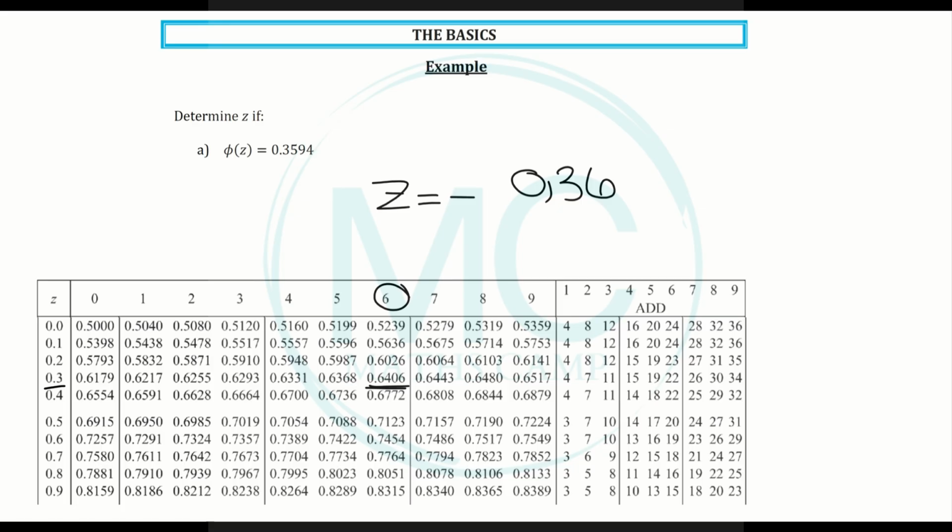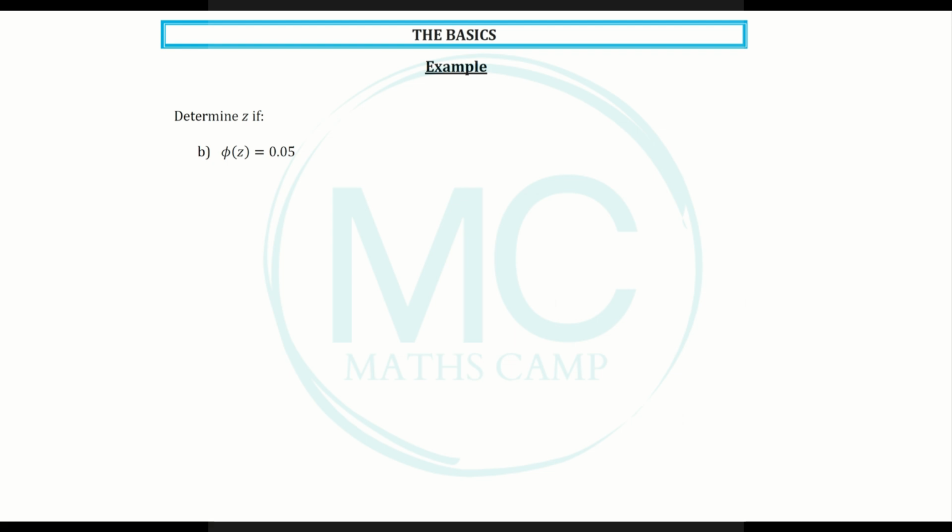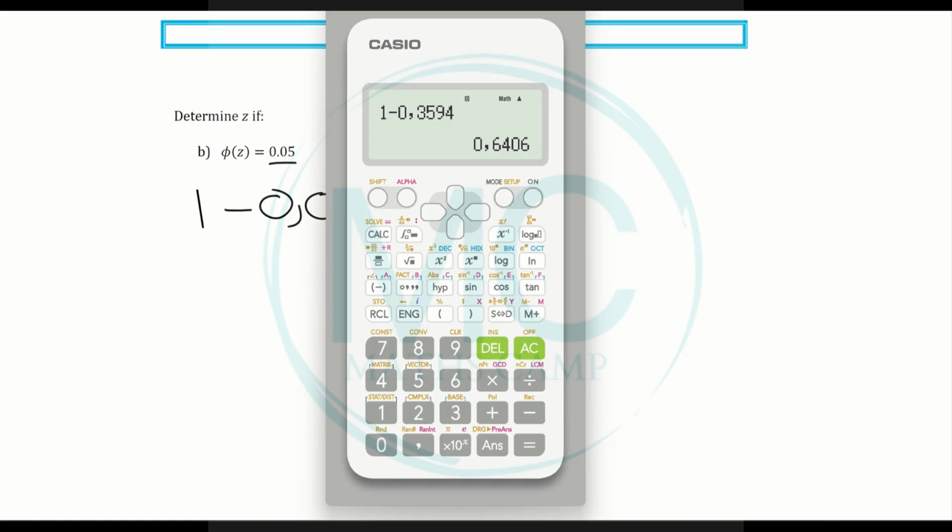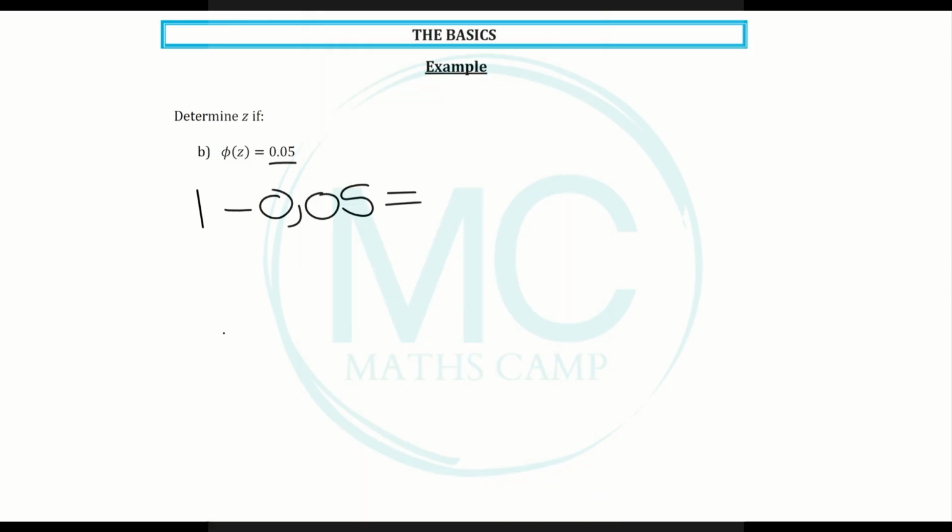Let's do another one. Determine z if the probability is 0,05. Let's start by subtracting this from 1. 1 minus 0,05 is equal to, take my calculator, 1 minus 0,05 is equal to 0,95. 0.95. Now I can move on to my distribution table.